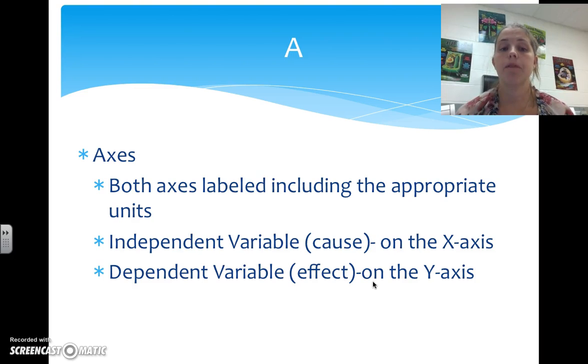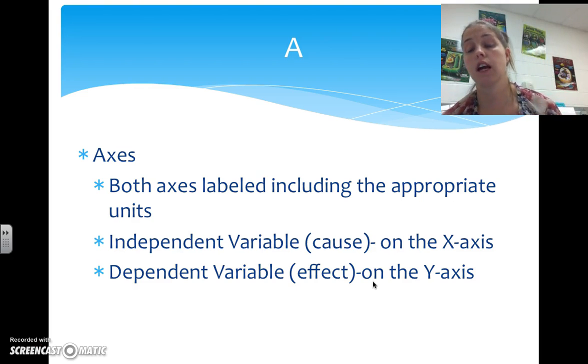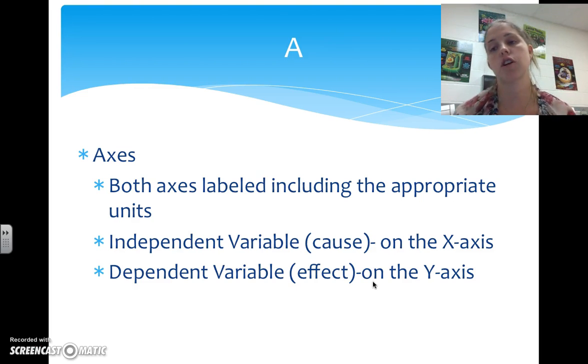Axes. You should be labeling both of your axes using the appropriate units as well. So that means that if it's measured in grams, it should say grams. If it's measured in degrees Fahrenheit, it should say degrees Fahrenheit. If it's measured in meters, it should say meters. Also making sure that the independent variable or cause in your experiment is on the x-axis with the units it's measured in. And the dependent variable or the effect is on the y-axis along with the units it's measured in.